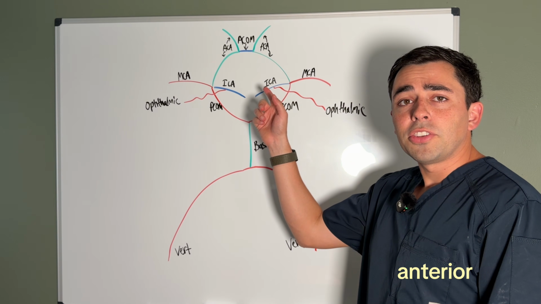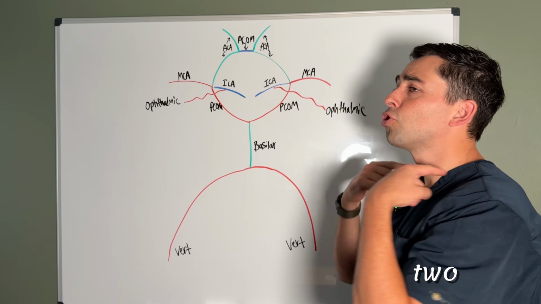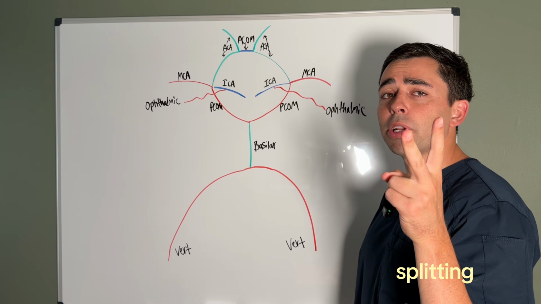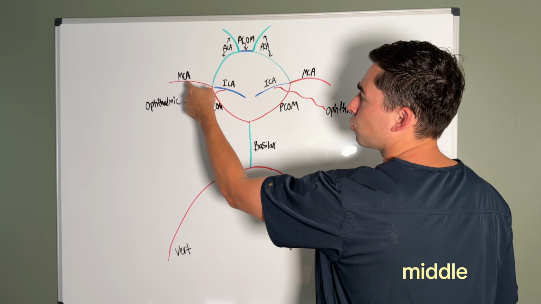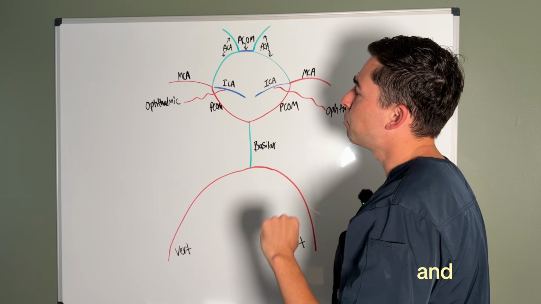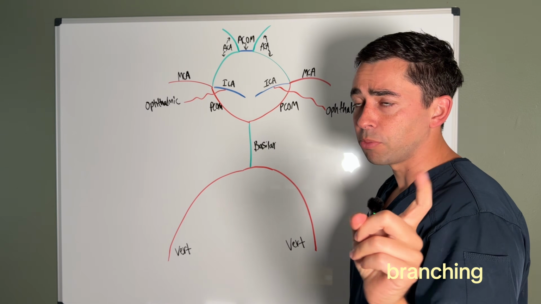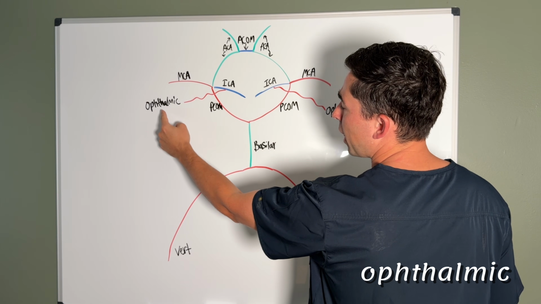Okay, first up, anterior circulation. We have our 2 carotids. They terminate by splitting into 2 vessels, your anterior cerebral artery and your middle cerebral artery. And prior to the branching point, they give off the ophthalmic artery.